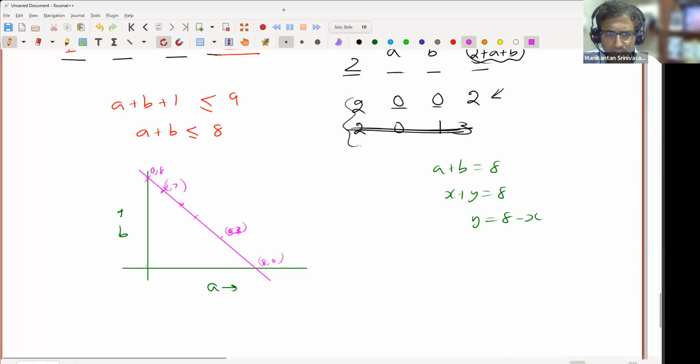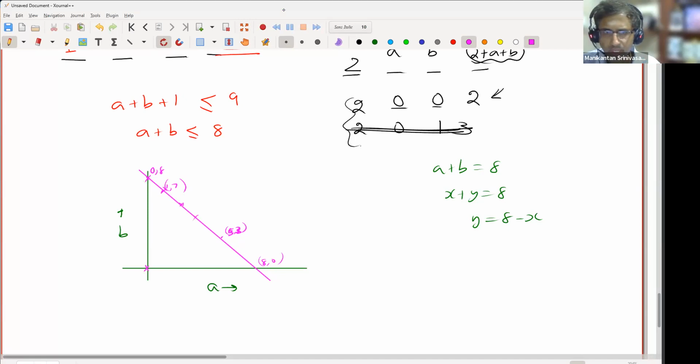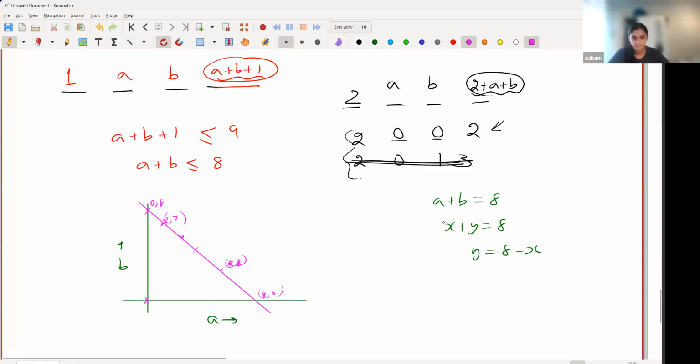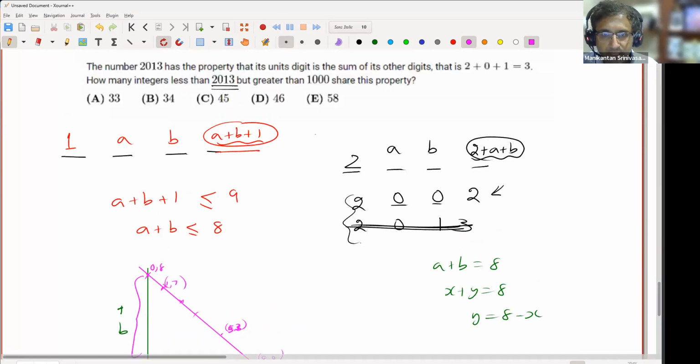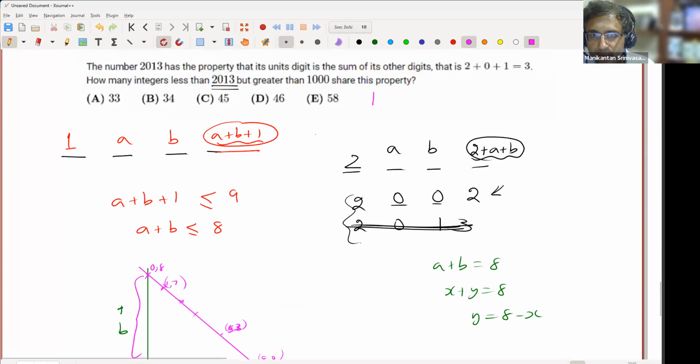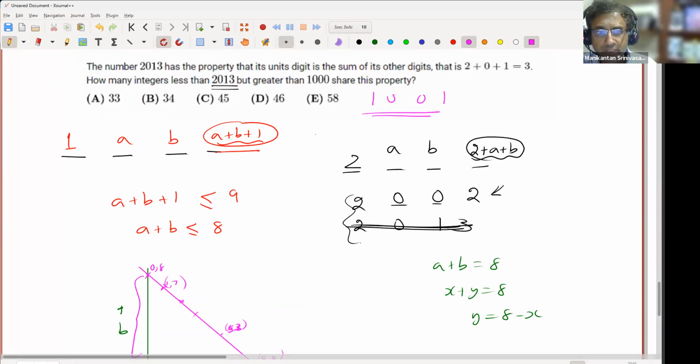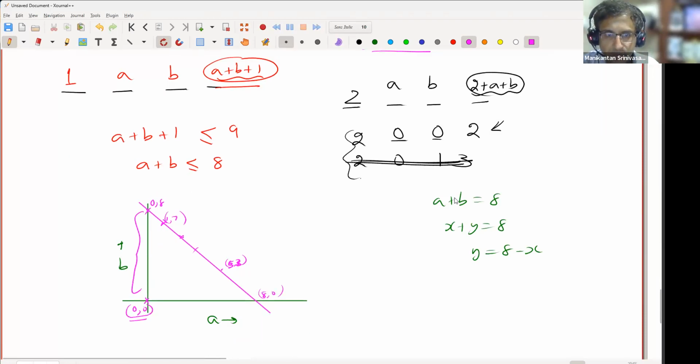So Ani, you're with me so far? Yes, sir. And then, how many are there? Suppose we count, starting from 0, 0. First of all, extreme cases: can A and B both be 0? If both are 0, then we get the number 1001. Is 1001 included? 1001 is still valid, right? Because it has to be greater than 1000. So 1001 will be the first one. So even 0, 0 is included.